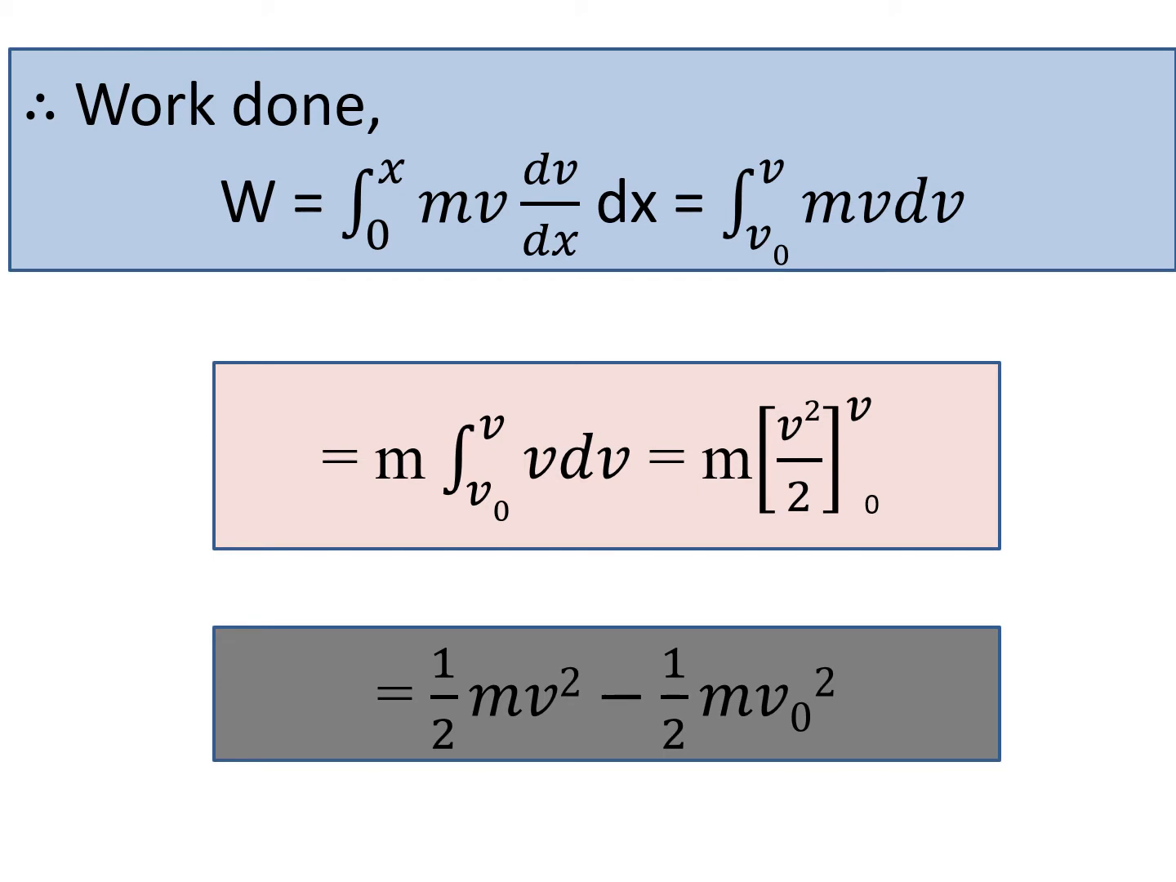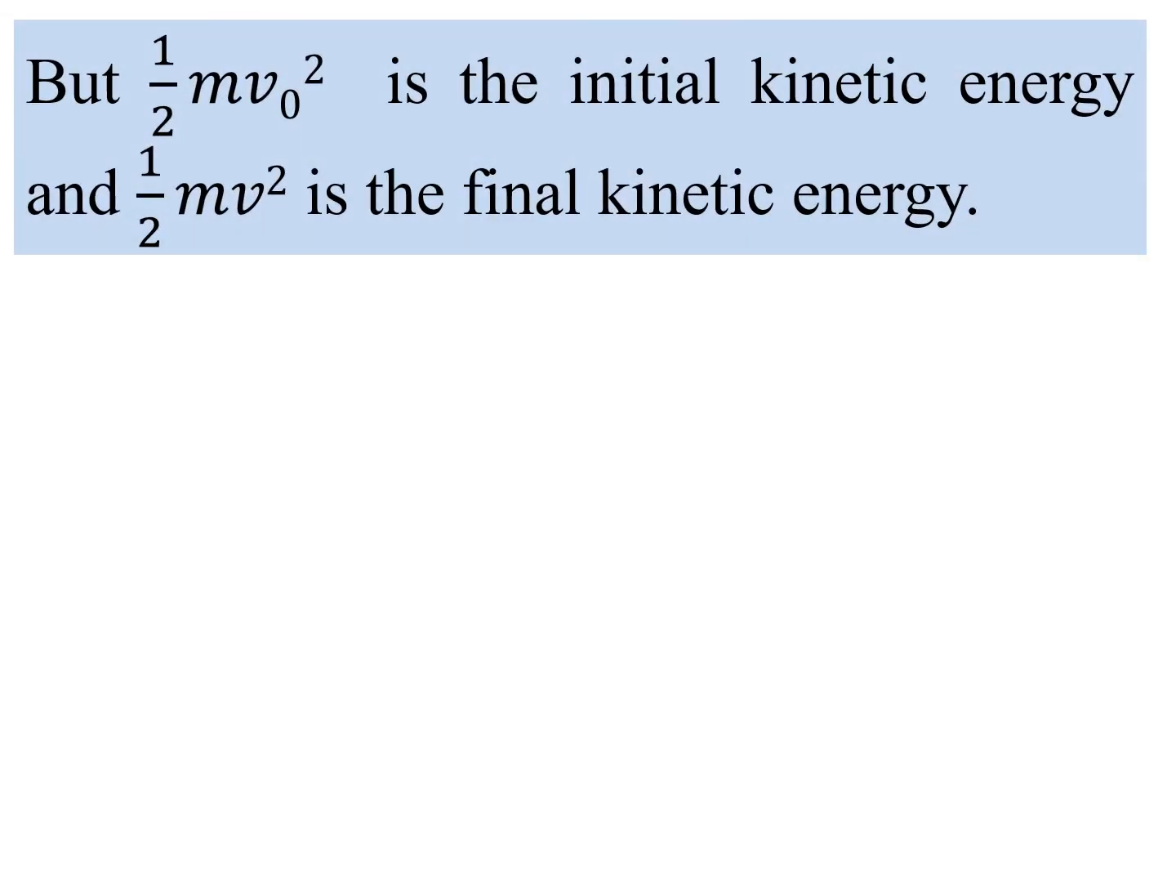From this equation, we can say half m v naught square is the initial kinetic energy and half m v square is the final kinetic energy.